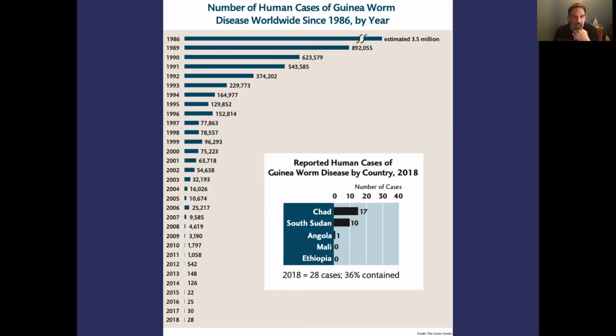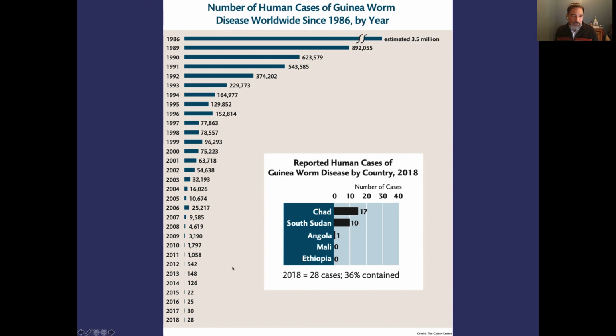Here's a snapshot of what has been happening globally. Again, we talked about 3.5 million cases in 1986. And in 2018, there were about 28 cases occurring worldwide. And these are the countries in which they were occurring. So, major progress in eradicating guinea worm disease around the world.